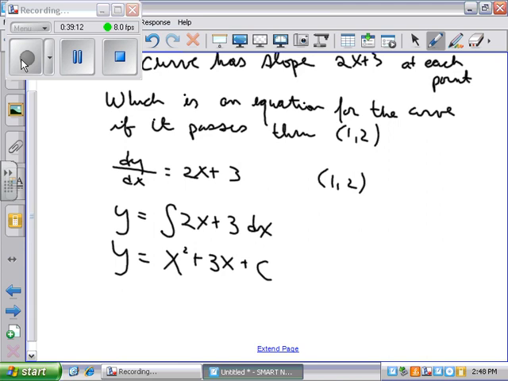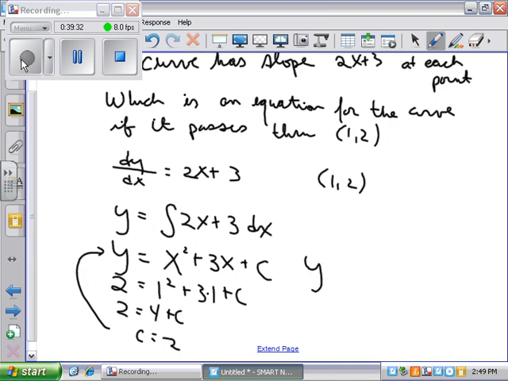Correct. And that's why they had to give us a point, so we could figure out what C is. 2 equals 1 squared plus 3 plus C. So you have 2 is equal to 4 plus C. All right, C equals -2. So y equals x squared plus 3x minus 2.